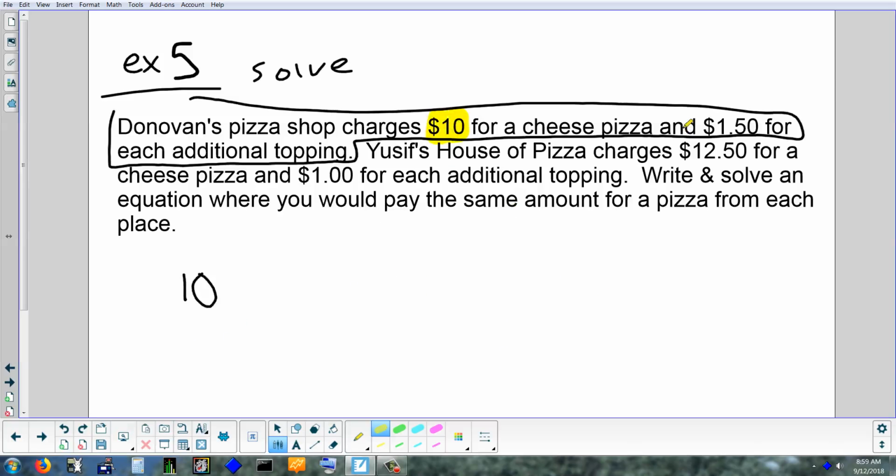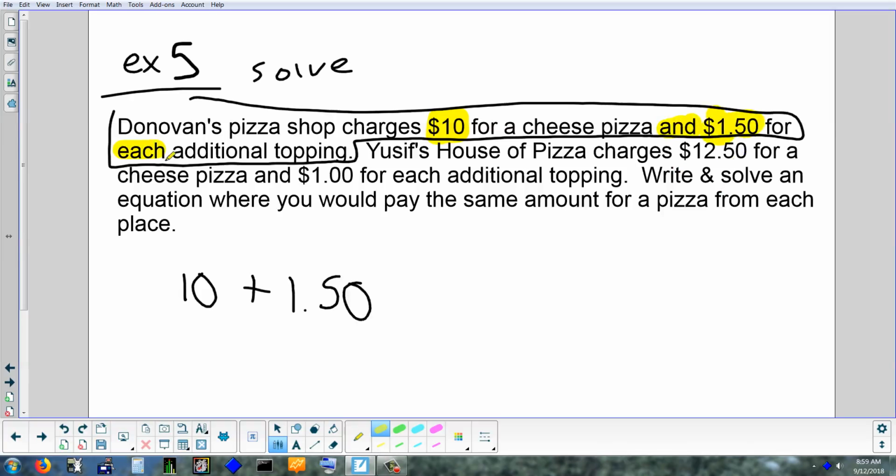Mr. Hager, he's getting ready to highlight the word and. What does and translate to in math or in algebra? Donovan? Addition. So I got 10 and means addition. After that addition sign, David, what am I going to put? $1.50.